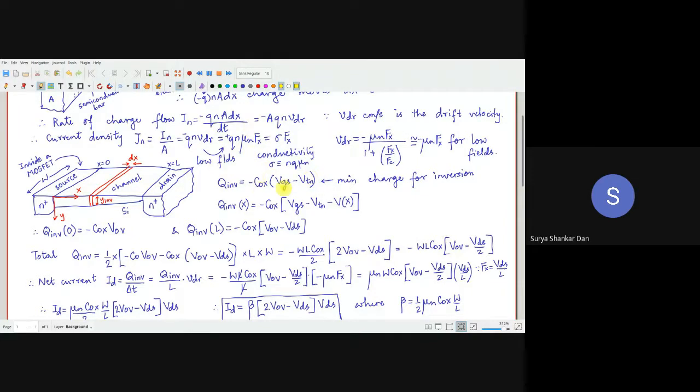Excellent. Now, VT provided means the device is already in the linear or saturation region. In submicron it is not so; the device is already switched on. So inversion charge will appear when it is already switched on, VGS is greater than VT. So inversion charge will obviously be capacitance multiplied by the voltage. The voltage here is VGS minus VT. So this happens to be the minimum charge for inversion.